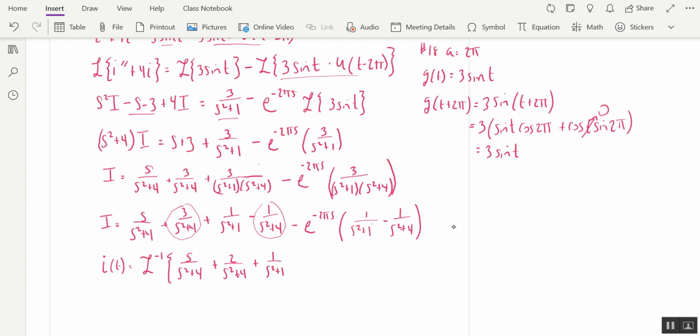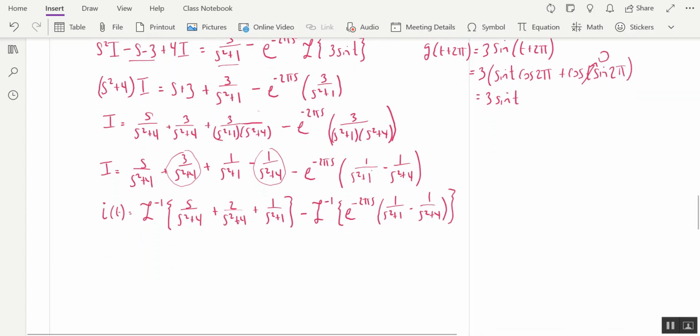So I want L inverse of that, and I'm going to do that separately from L inverse of this next piece, because L inverse of the next piece requires formula 17. So here I've got e to the negative 2 pi s. We're going to use up the whole page here. And then 1 over s squared plus 1 minus 1 over s squared plus 4.